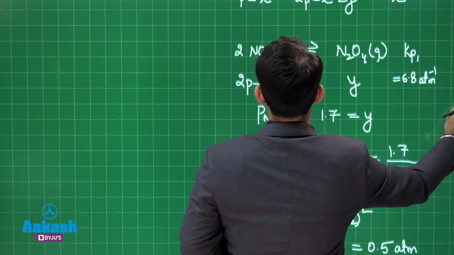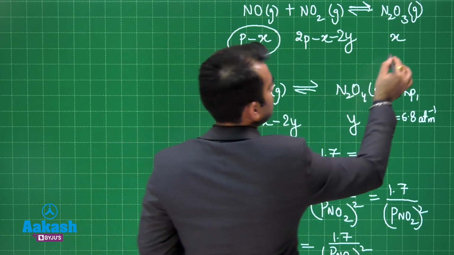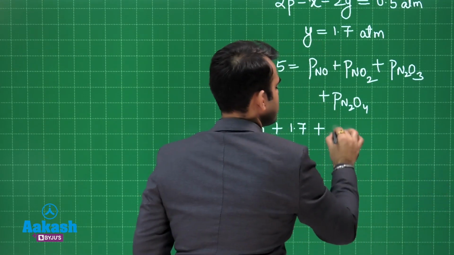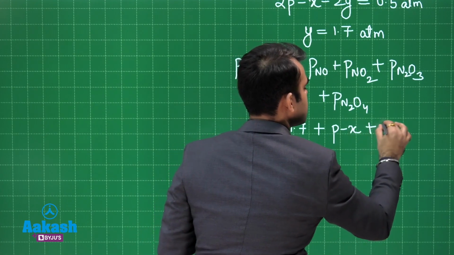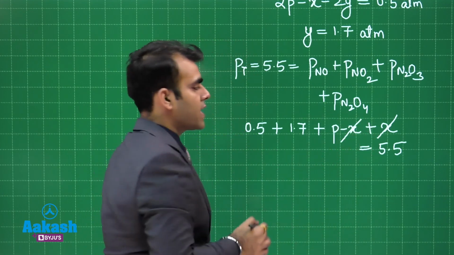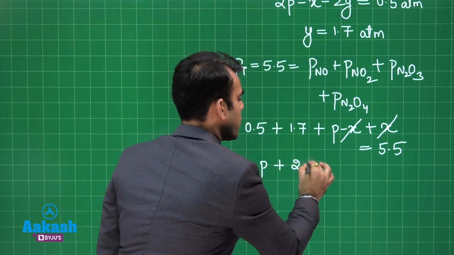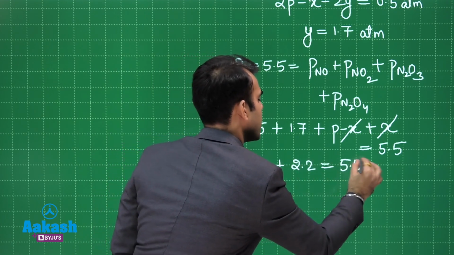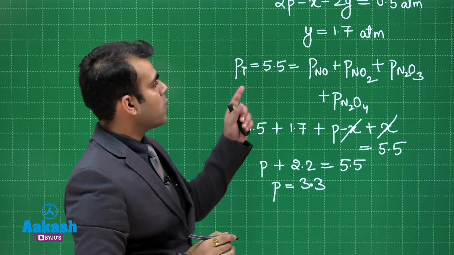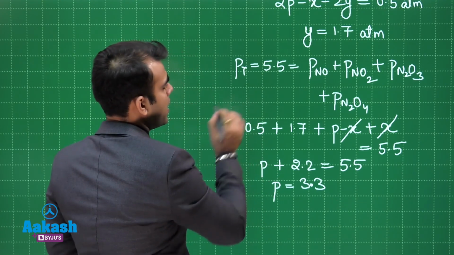Now here you can see that the pressure because of NO is P minus X, whereas the pressure because of N2O3 is X. So this value is P minus X, this is X, and this is equal to 5.5. Now this X and this X have cancelled out. So we have P plus the addition is 2.2 equal to 5.5, or P is equal to 3.3. So we have calculated Y, we have calculated P, and we have the pressure of NO also.